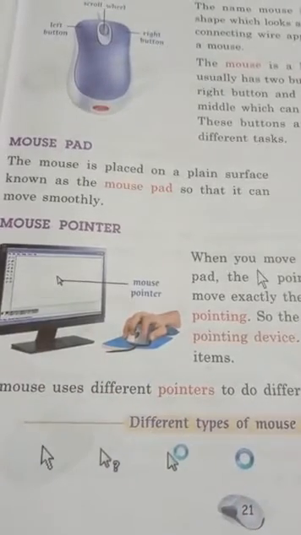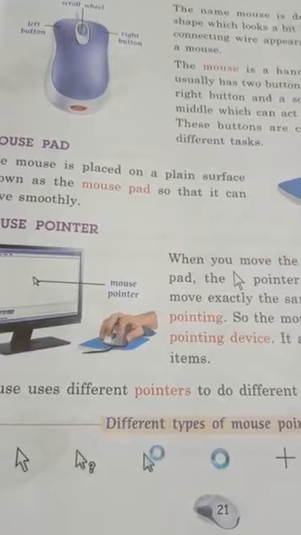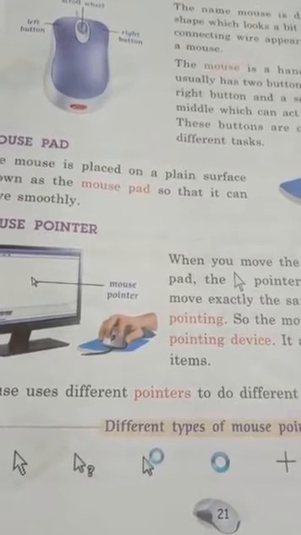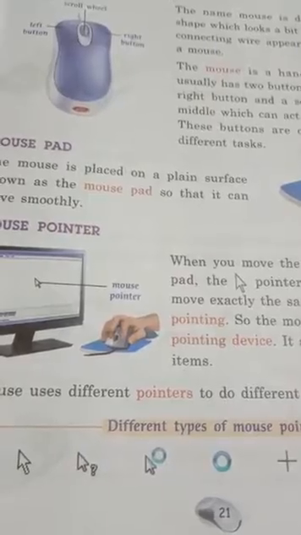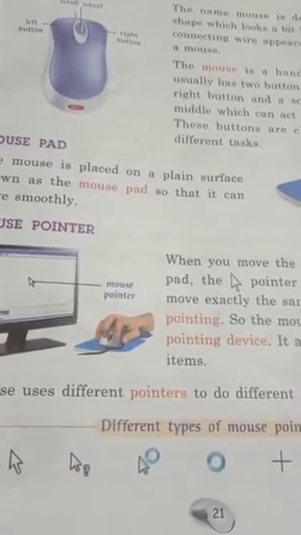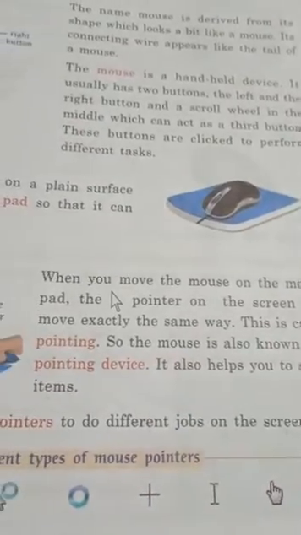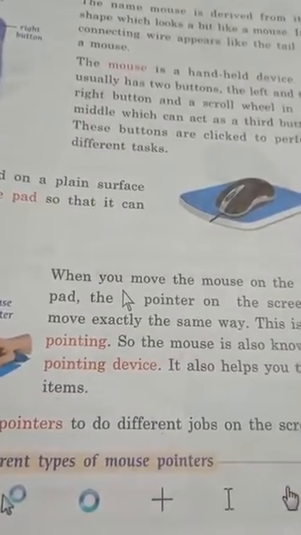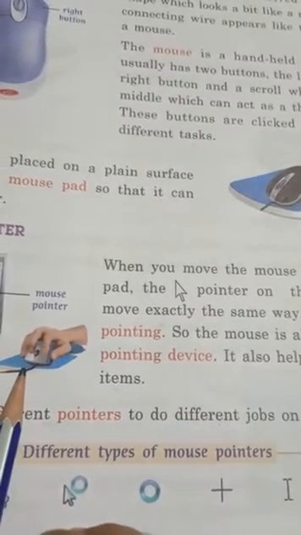When you move the mouse on the mouse pad, the pointer on the screen will move exactly the same way. This is called pointing. Pointing. This is called pointing. So the mouse is also known as the pointing device. That's why we call mouse a pointing device.